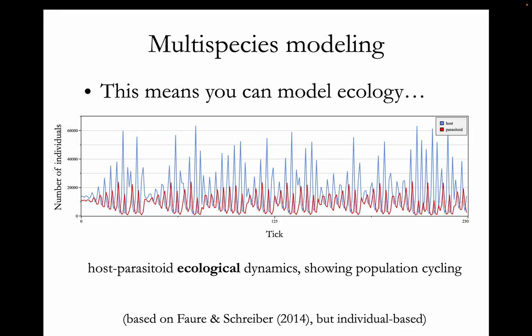You can think of the host as caterpillars and the parasitoid as wasps that lay their eggs in the caterpillars, killing the caterpillars and producing new wasps. This model exhibits population cycling, as is often observed in ecological models like this. But since this is a SLiM model, we can now add genetics and take things up a notch.